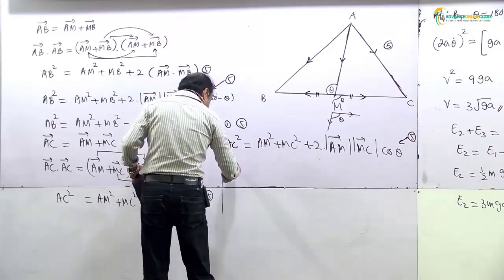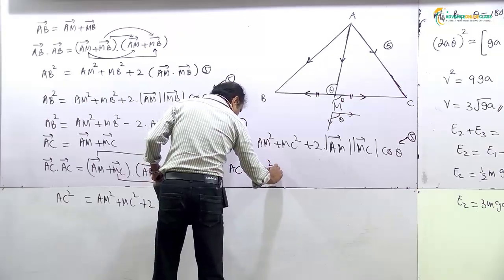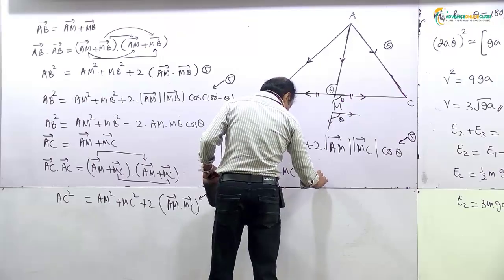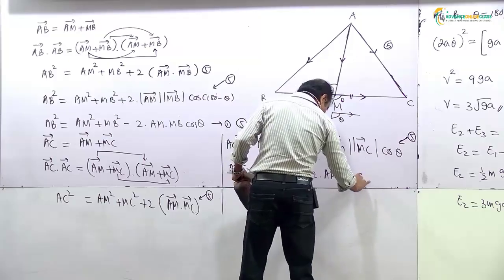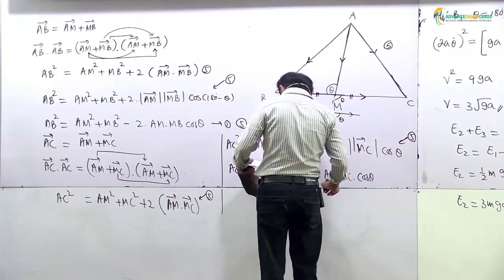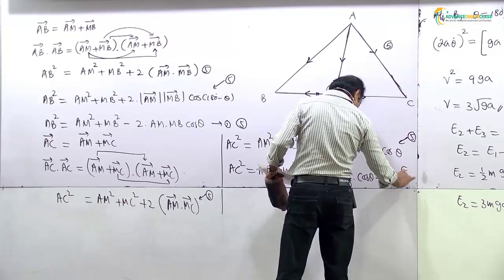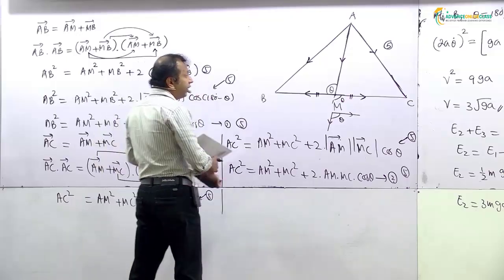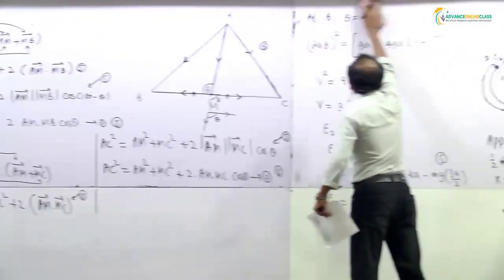Then I can write AC squared as AM squared plus MC squared plus 2 AM MC cos theta. This is number 2. Right here, 5 marks. Right now, add 1 and 2.